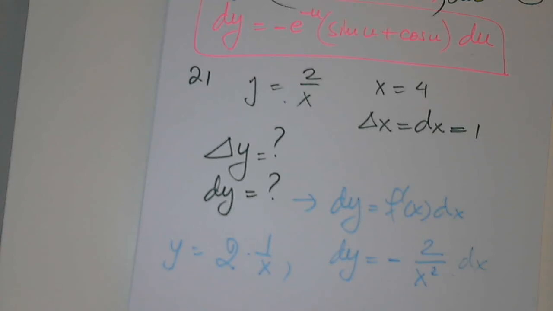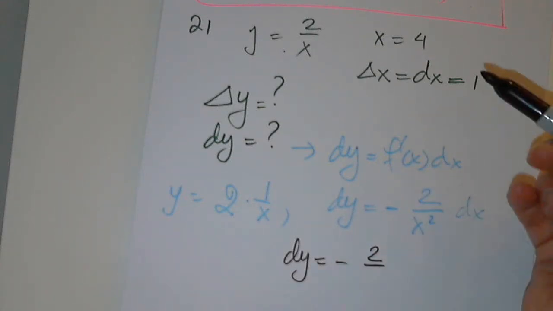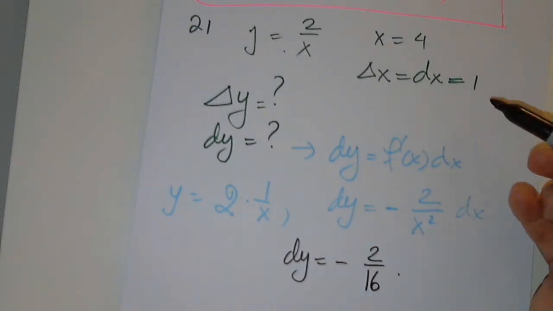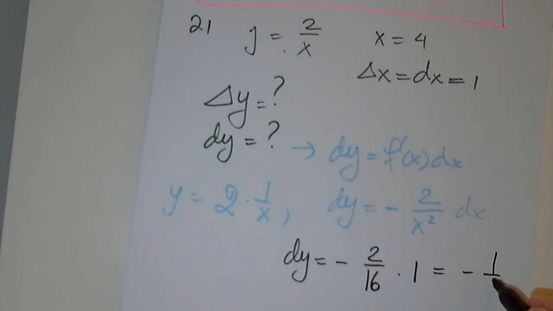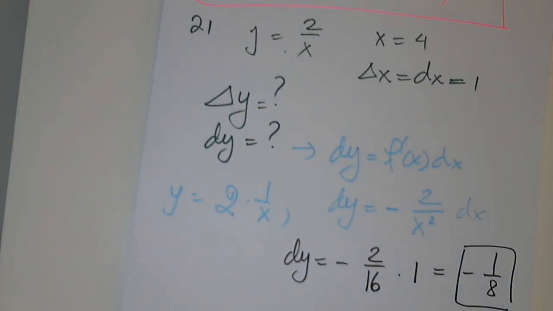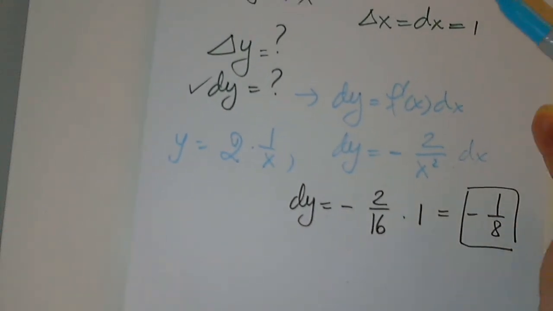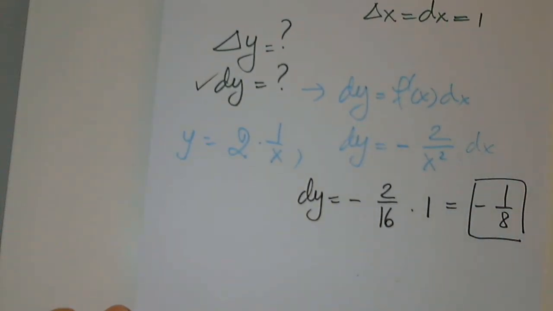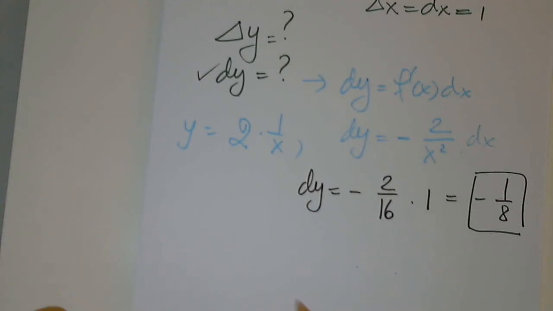So then dy equals negative 2 over 4 squared, which is 16, times dx, which is 1. So the answer is negative 1 over 8. And that was dy. And that's the easy part. Delta y, because of 4 and 1, is not going to be difficult. But if I had 4 and 0.001, it would have been a little bit more complicated because of the numbers.